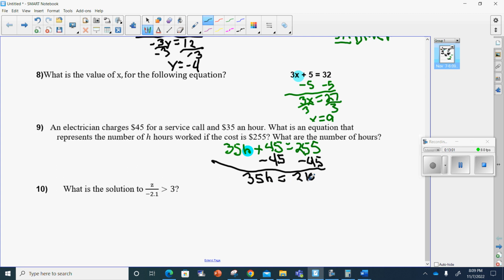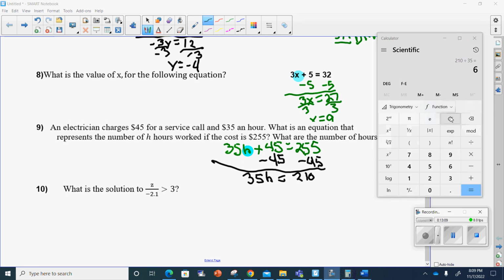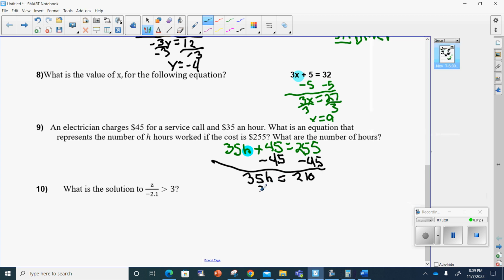I have to find out how many times 35 goes into 210. I'm going to cheat here and get my calculator out like I know you guys probably will. 210 divided by 35 is going to give me 6. So I'm going to divide this by 35, because that's the number in front here. 35 divided by 35 is 1, and I got 1 H left over. That's what I want. And then I have to divide 210 by 35, and we just found out that gave us 6.